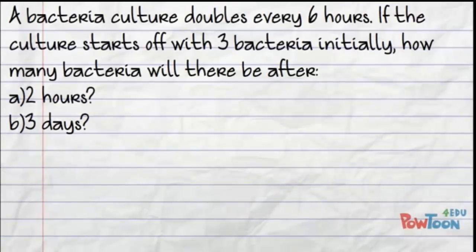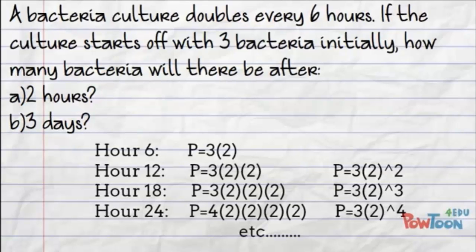Let's see a visual. A bacteria culture doubles every 6 hours. If the culture starts off with 3 bacteria initially, how many bacteria will there be after A, 2 hours, and B, 3 days? To solve this, you could multiply the original amount by a certain number of 2's to find the number of bacteria at each 6-hour interval, but this gets pretty hard once the larger numbers start to come up, and it poses the problem of getting a certain amount of hours that isn't a multiple of 6.